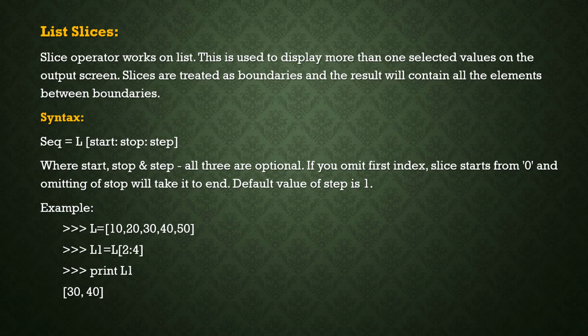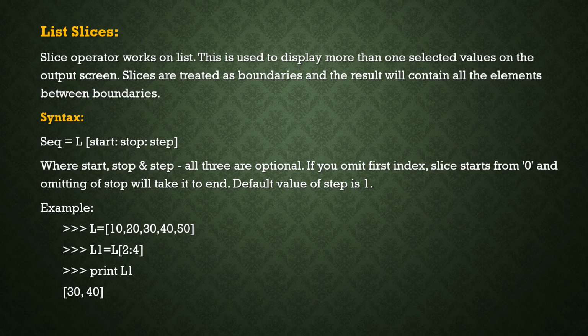Here the syntax can be L1 equal to L, with the starting point, stop point, and then we have to specify the step. Step normally is only one. That means it will visit all the elements. The default value of step is 1. Start, stop and step, all three are optional. If you omit the first index, the slice starts from 0, and omitting stop will take it to the end.